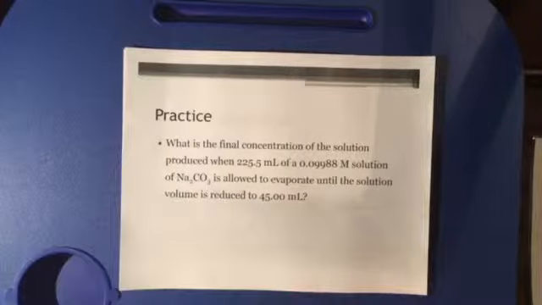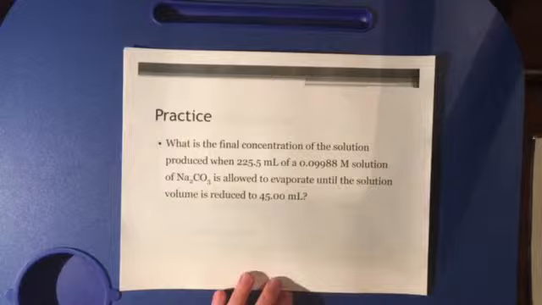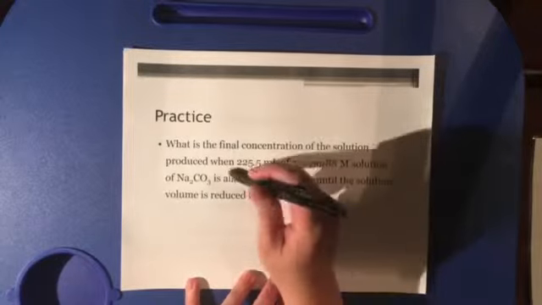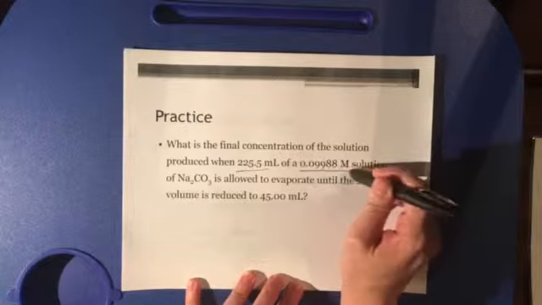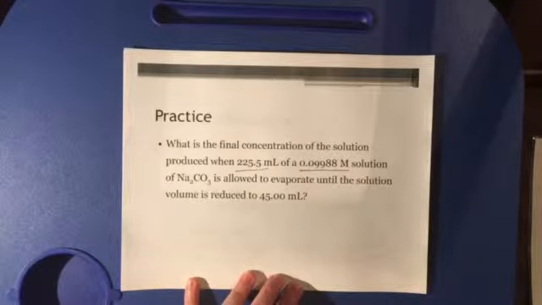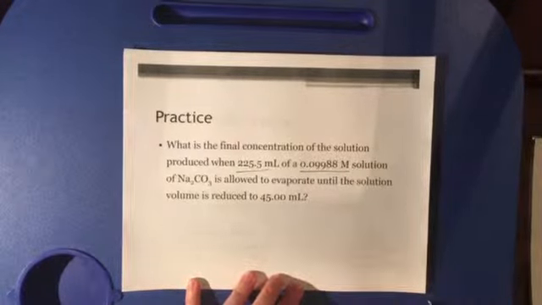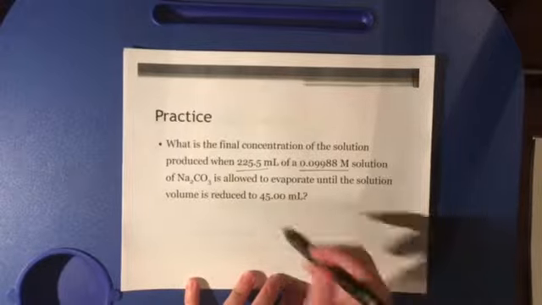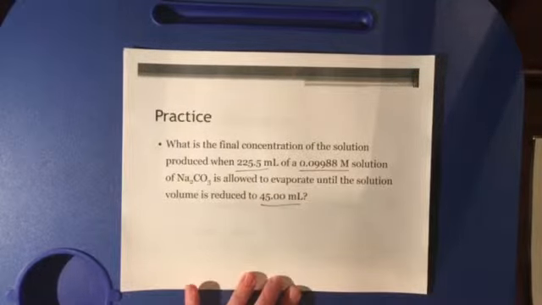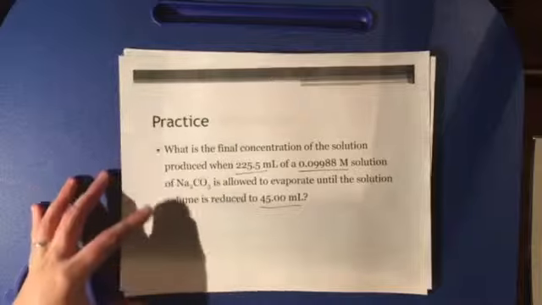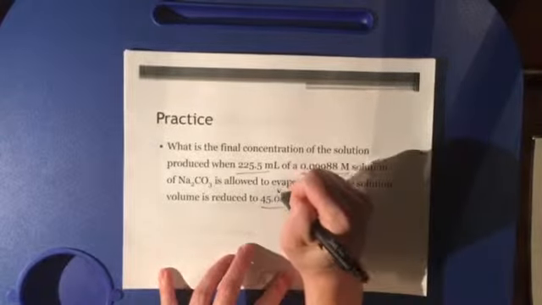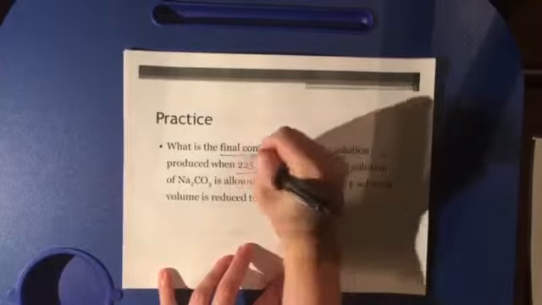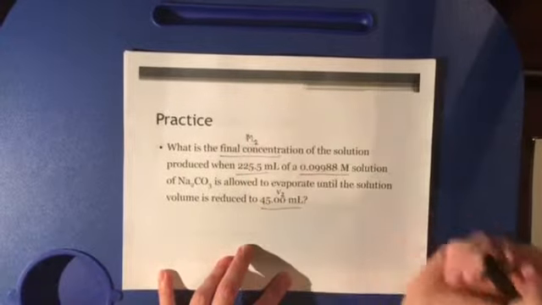Here, what is the final concentration of a solution produced when 225.5 milliliters of this molar solution is allowed to evaporate until the solution volume is reduced to 45 mL? So this is actually making it more concentrated, but we can still use the same equation. And so the volume is reduced. This is the final volume. Final concentration is what we're looking for.